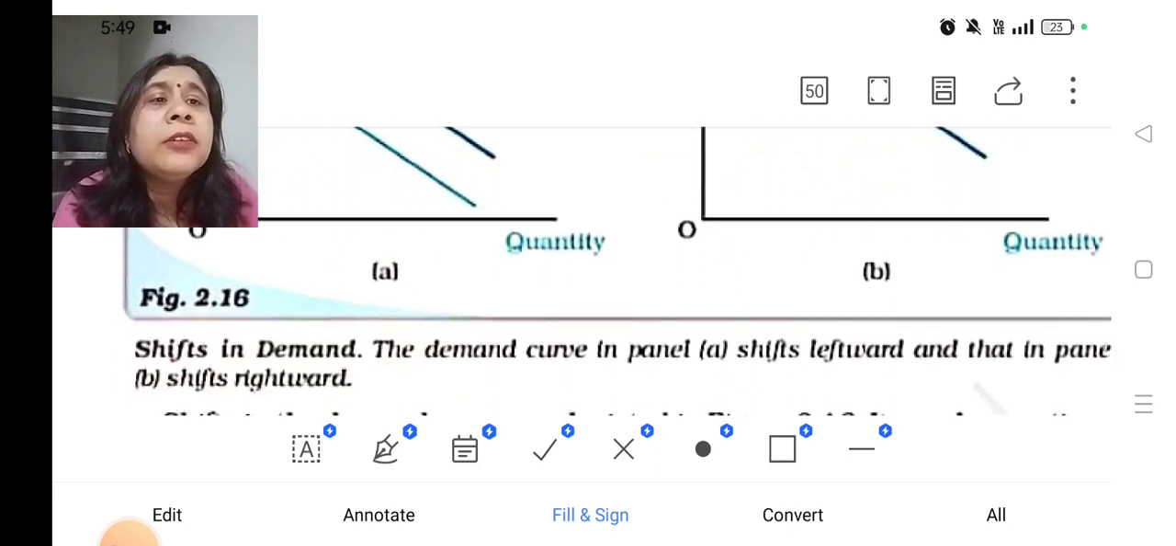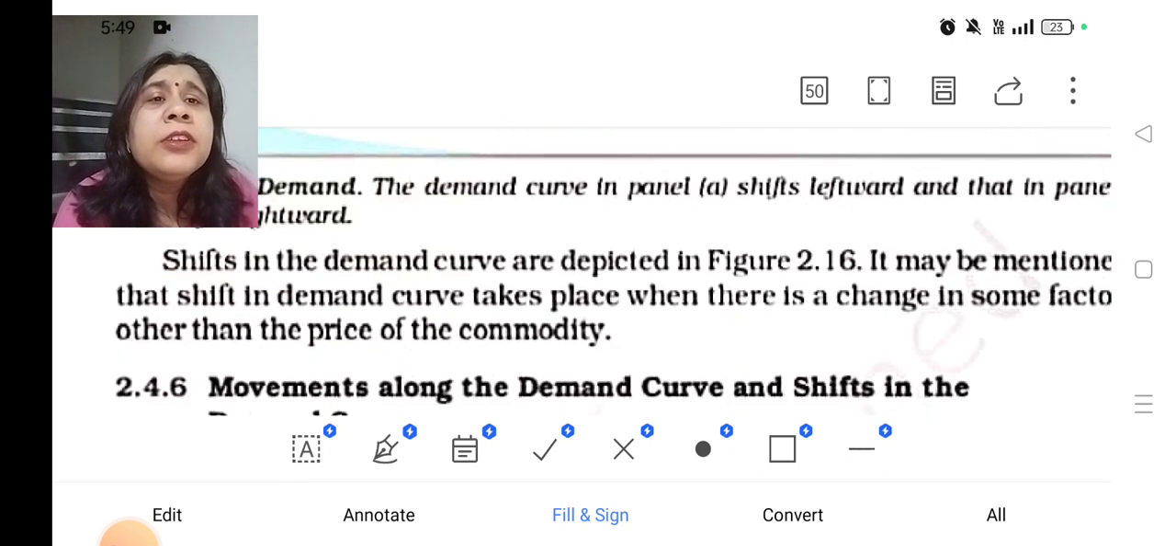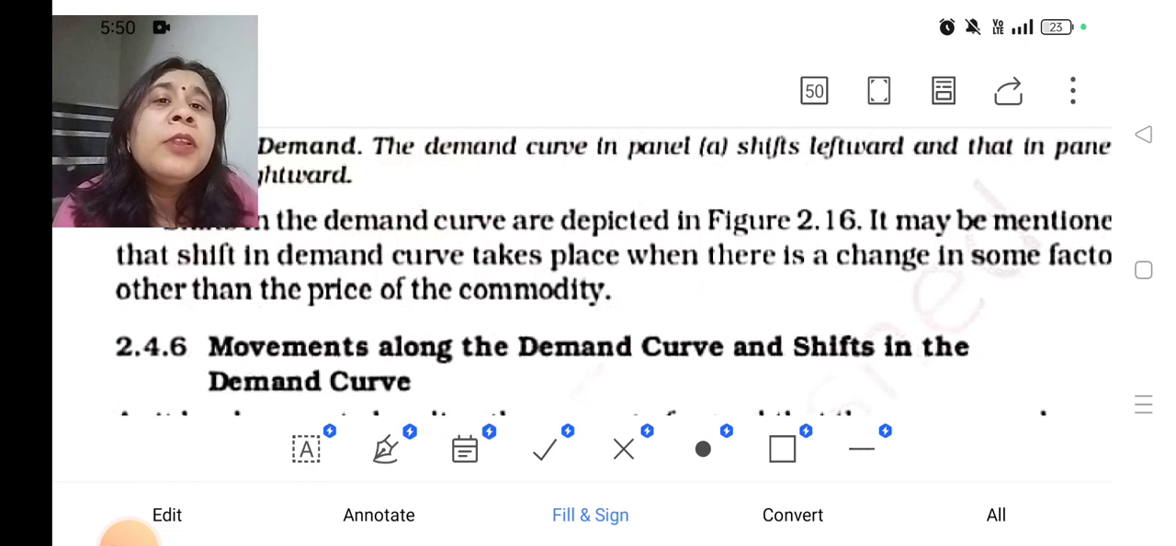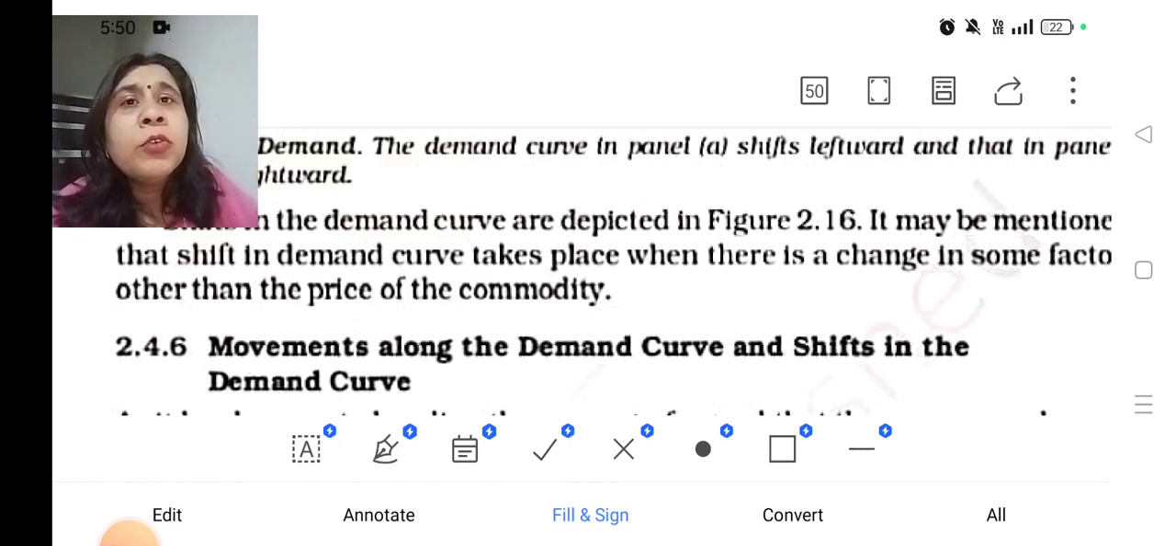Shift in the demand curve: A shifts leftward and B shifts rightward. Shifts in the demand curve are depicted in this figure. I will be sending you the PDF of this also. It may be mentioned that a shift in the demand curve takes place when there are changes in some other factors and not the price of the commodity. Now we will be comparing the expansion and contraction in demand and shift in the demand curve. Remember, expansion and contraction in demand will not bring a change in the demand curve. The point on the demand curve will only move upward or downward, but the curve is not going to change.